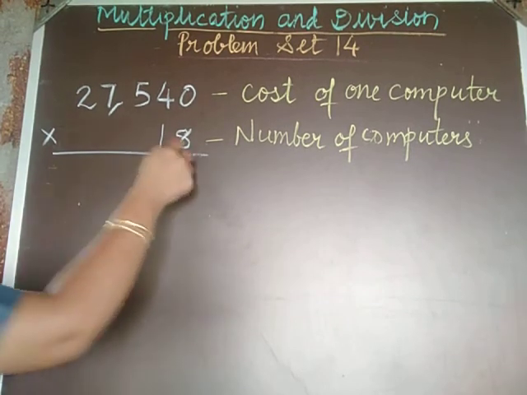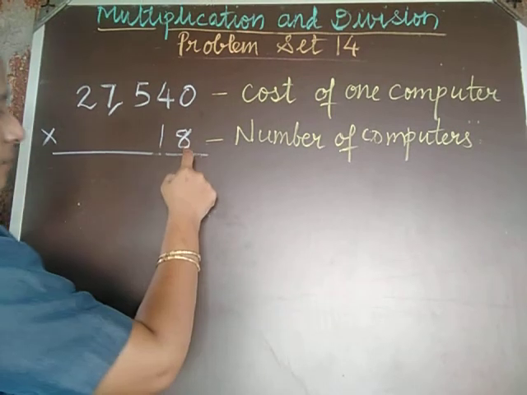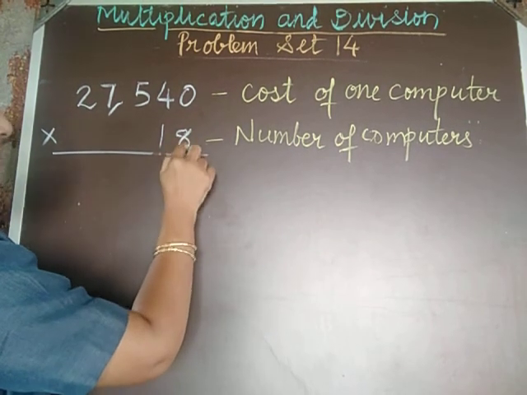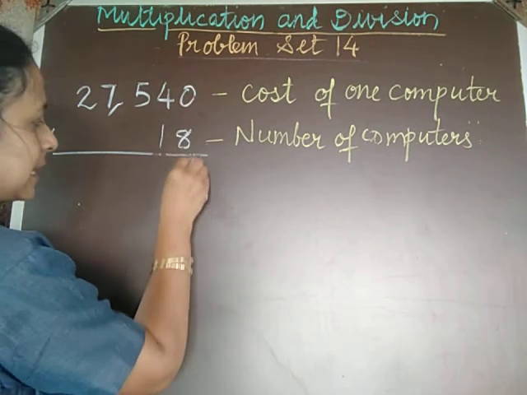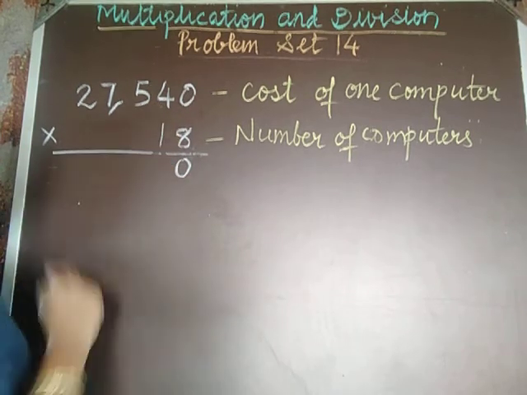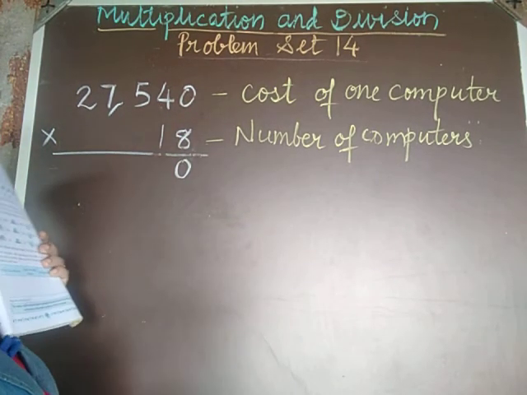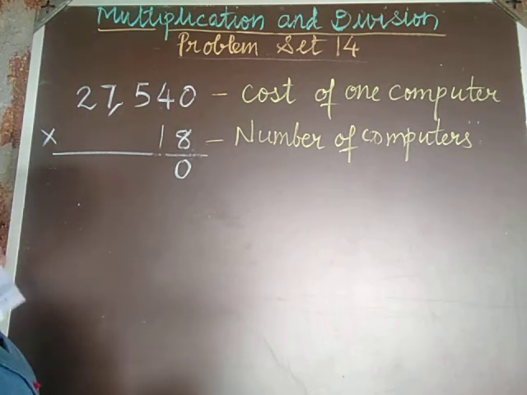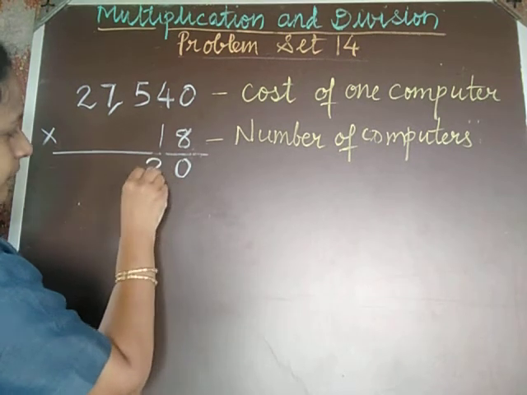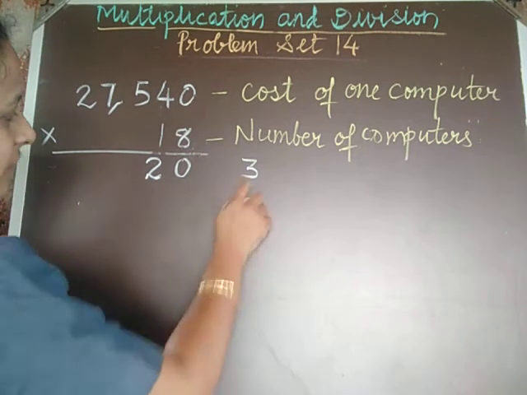Okay. So you know that yesterday I told you that when you multiply any number with 0, you will always get the answer 0. So therefore 8 multiplied by 0 is 0. Okay students. Then 8 fours are, what is the answer? Come on, say the table. Yes, 8 4s are 32 or 4 8s are 32. So you write 2 here and carry over 3.